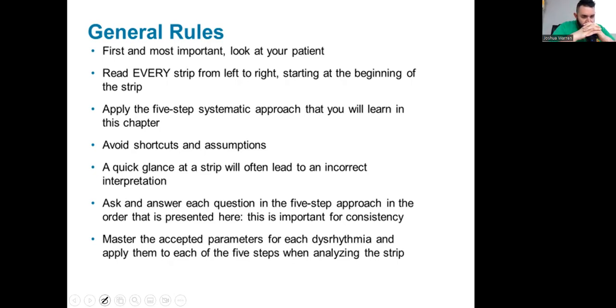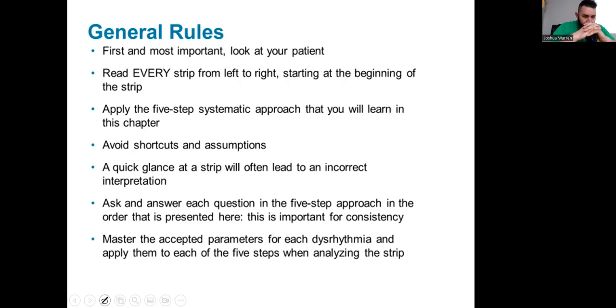Ask and answer each question of the 5 steps. Question 1, what is the heart rate? Question 2, is it regular? Question 3, does it have a P wave? What does it look like? Is it upright and perfect and pretty, or is it inverted or missing?